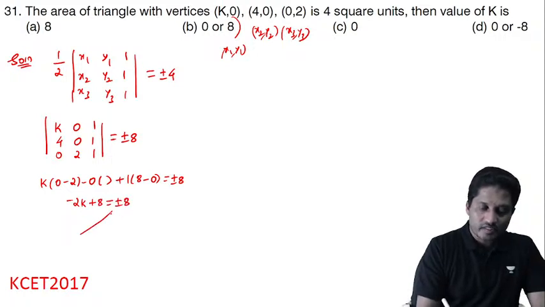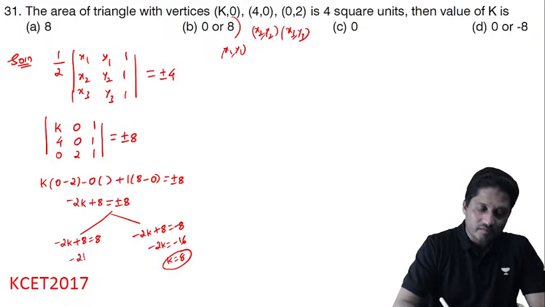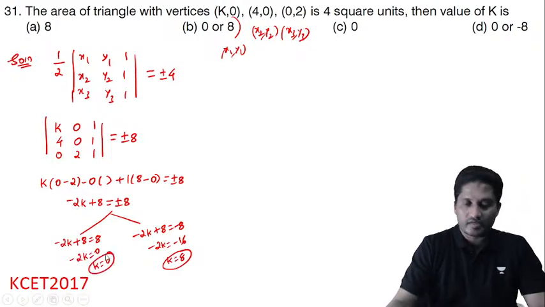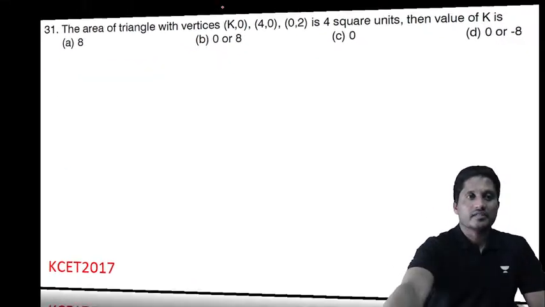From here I get two cases. Minus 2k plus 8 is equal to 8, and then minus 2k plus 8 is equal to minus 8. Minus 2k is equal to minus 16, so k is equal to 8. Now minus 2k is equal to 0, that is k is equal to 0. So k is equal to 0 and k equal to 8. The answer is option B. Let's move to the next question.